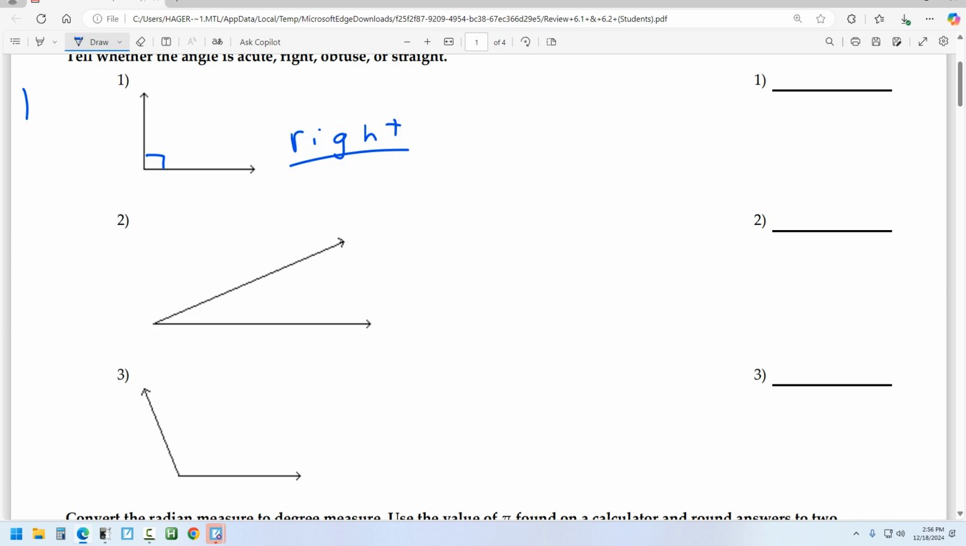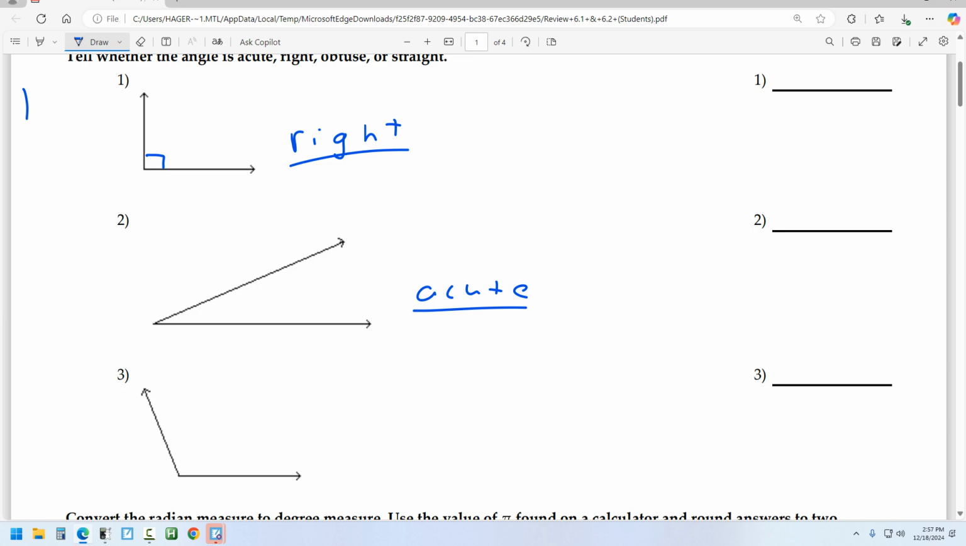How about the second one? Acute. Yep, that's acute, less than 90. But there are angles that are less than 90 and they're not acute. It has to be what kind of angle? A negative angle? Well, negative angles would not be acute. So an acute angle has to be less than 90 and more than 0. More than 0, okay.